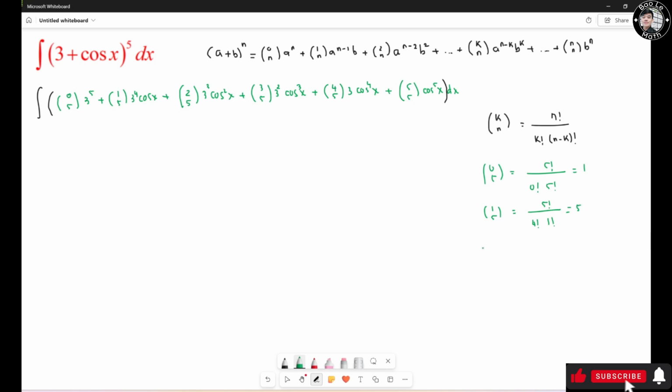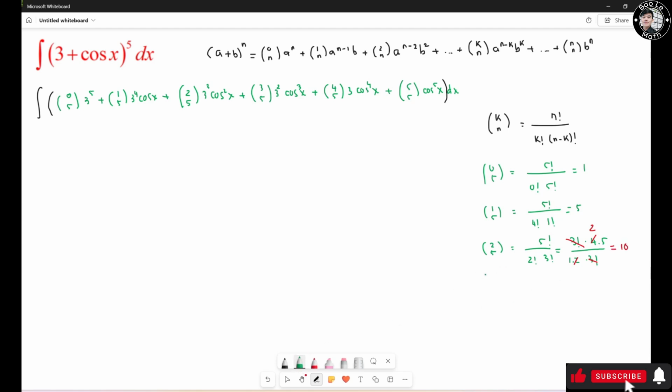So it's going to be 5. Combination of 2, 5 is going to be 5 factorial over 2 factorial times 3 factorial. It's going to be 3 factorial times 4 times 5 over 1 times 2 times 3 factorial. So 3 factorial and 3 factorial cancel out, and 4 and 2 cancel out, so we have 2 left. So the answer is 10.